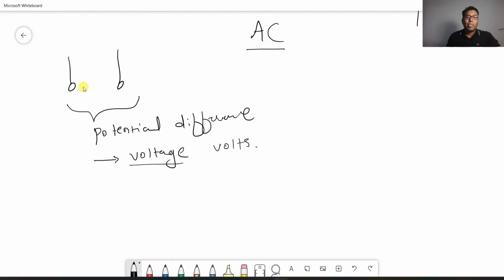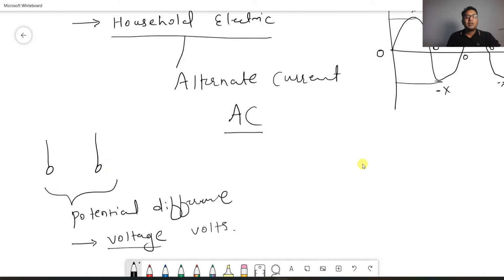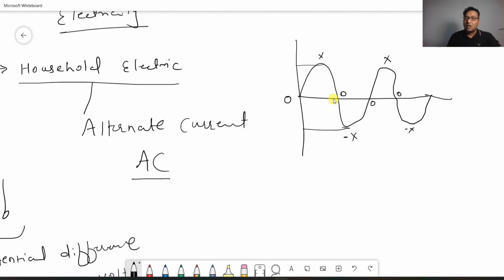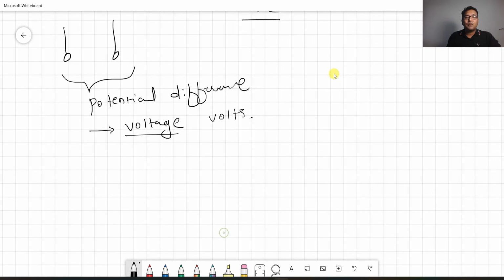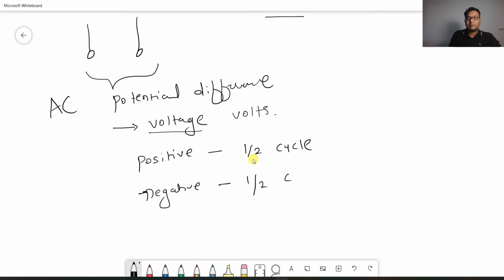So what is happening basically, one point is having a positive potential energy with respect to the other for some duration, and then the same point is having negative energy with respect to the other one for the other time. This is called a half cycle. So half cycle is positive and half cycle is negative. That constitutes a full cycle. So in terms of AC voltage, the potential difference is positive between these 2 points for a half cycle, and the potential difference is negative for the remaining half cycle.